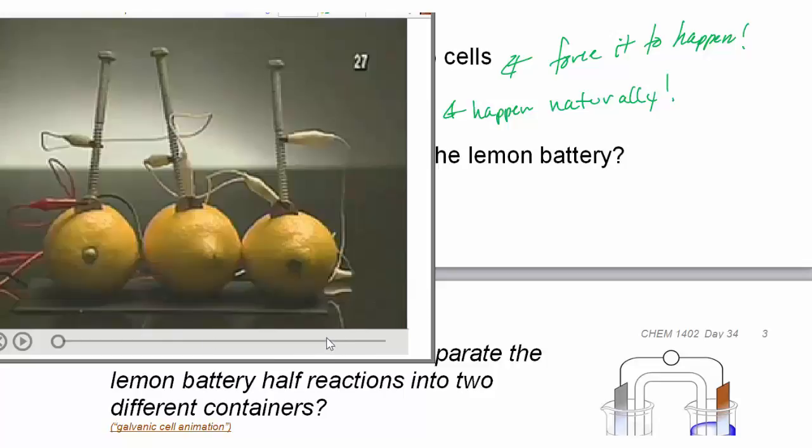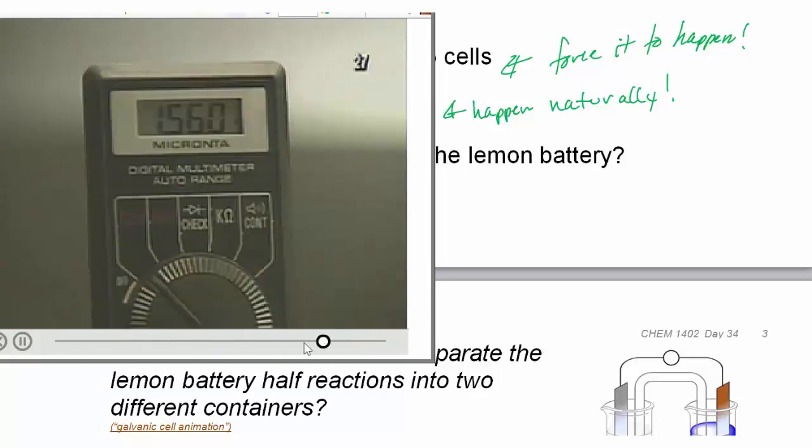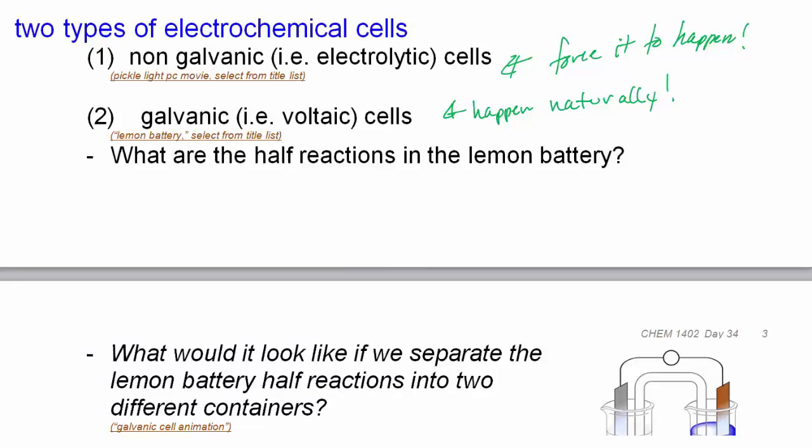I don't know if you noticed, but this is called a voltmeter. This is a voltmeter that measures the volts, and it's reading 1.561 volts. So that's about a AA battery, so that's pretty good. So what are the reactions in the lemon battery?